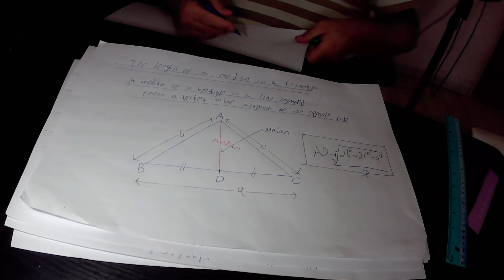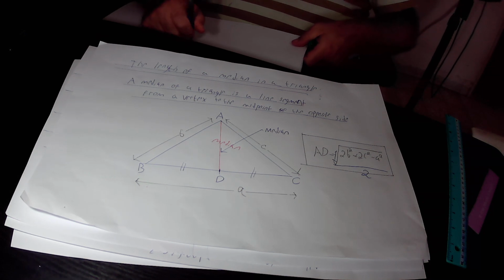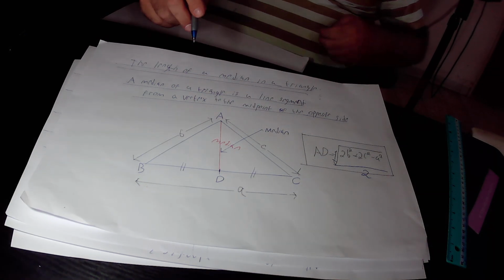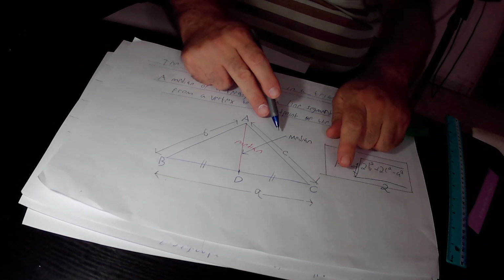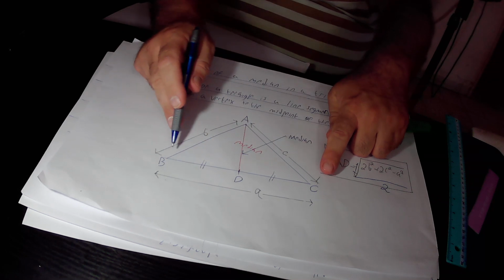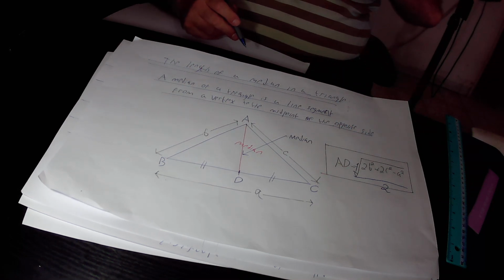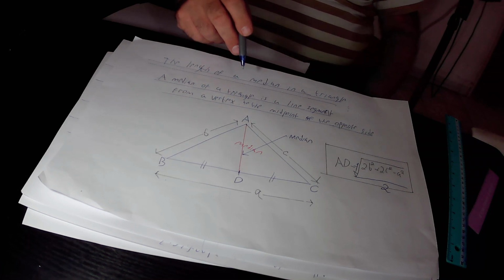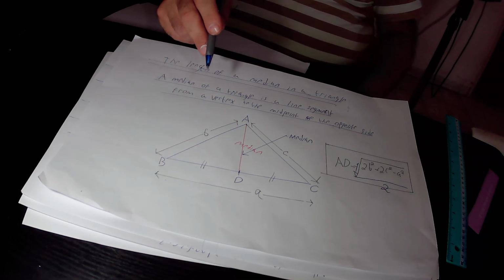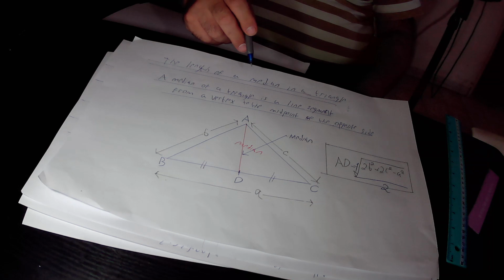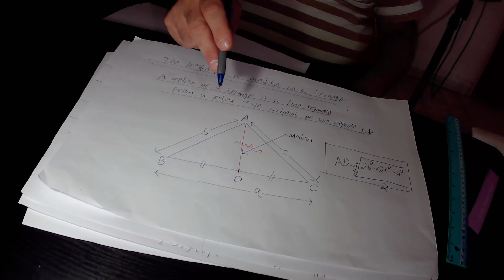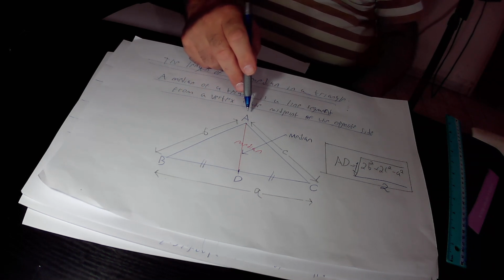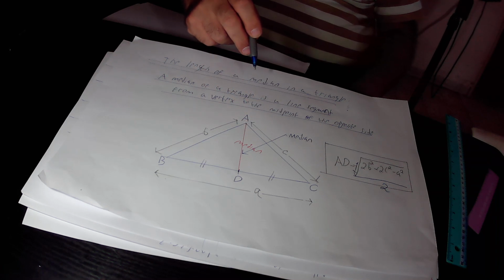So in the drawing we have triangle ABC. The length of side AB is c units, side AC equals b units in its length, and side BC equals a units in its length. Line segment AD is the median of this triangle ABC. It starts from point A, that is the vertex A, and ends at the midpoint of the opposite side BC. The midpoint of the opposite side BC is D.